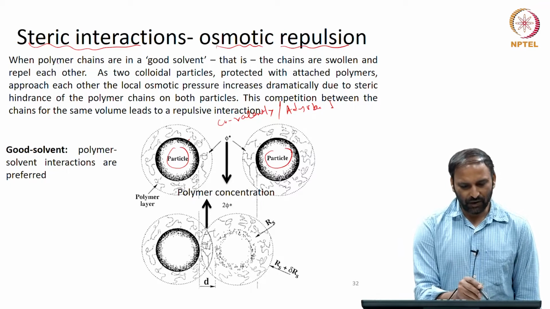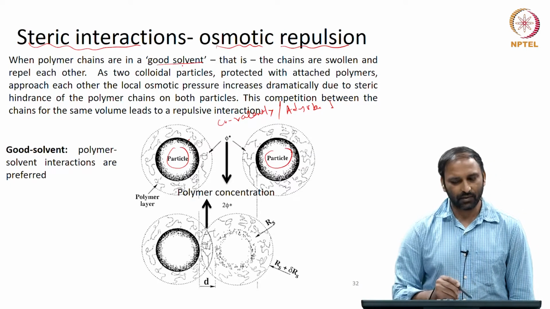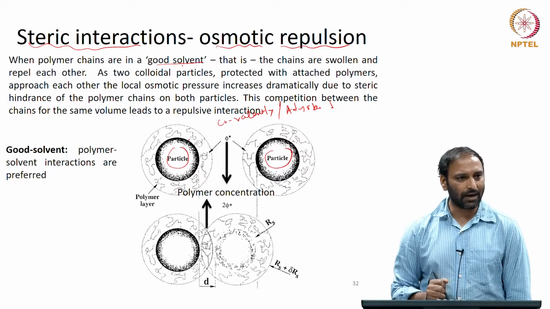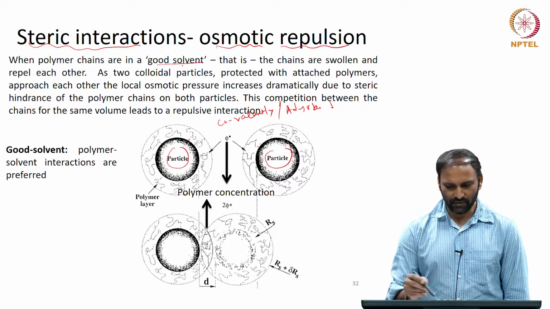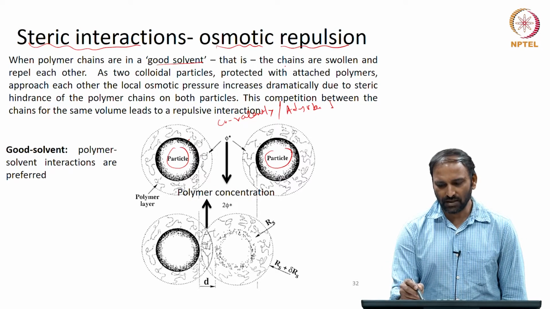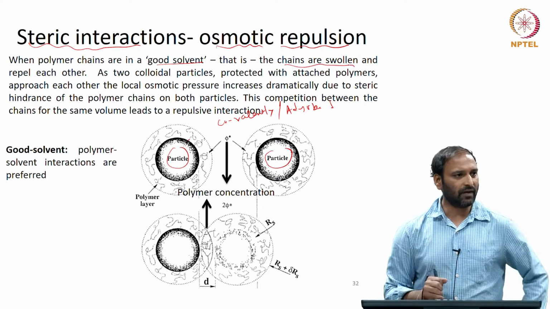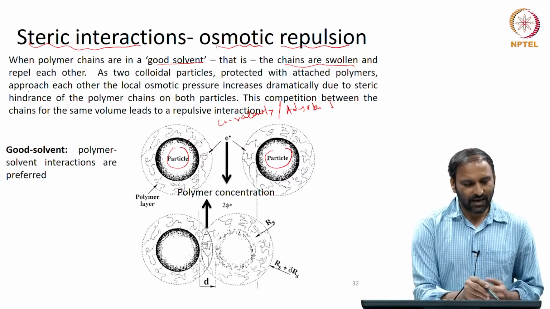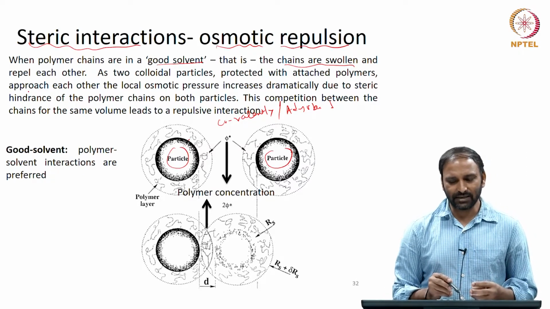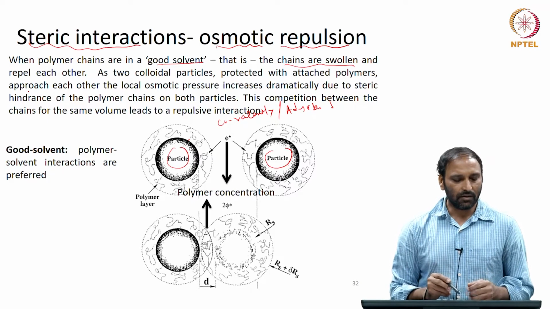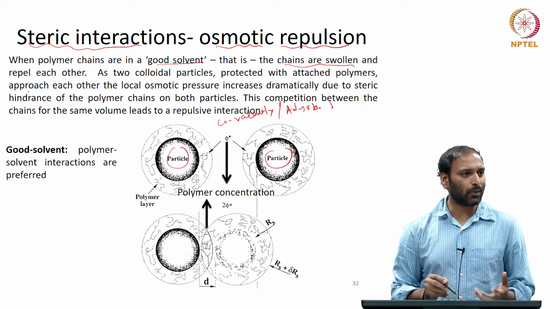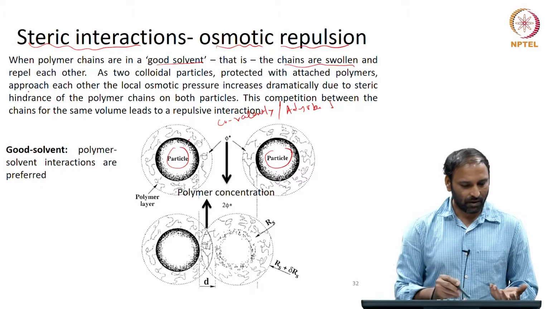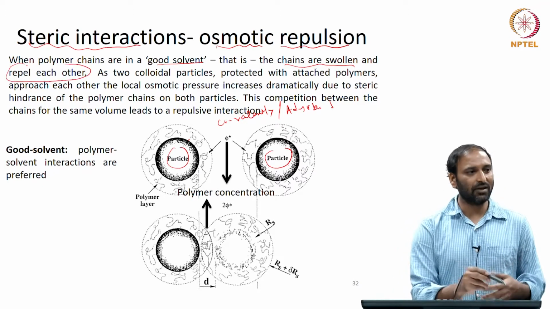So, when the polymer chains are in good solvent, that means the polymer molecules are happy being in a solvent. Then you can say that the chains are swollen, that means they are in an expanded configuration. The reason that they are in an extended configuration is that they do not like to be in contact with the polymer chains, they are happy being in contact with the solvent molecules. That means the chains essentially repel each other, right.